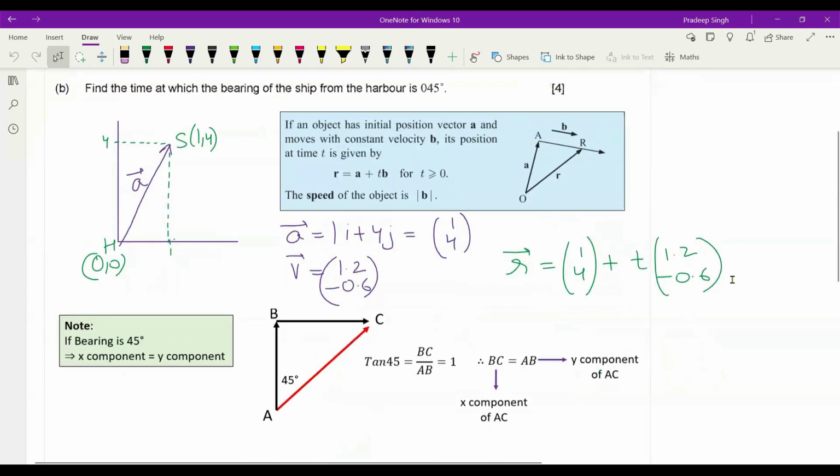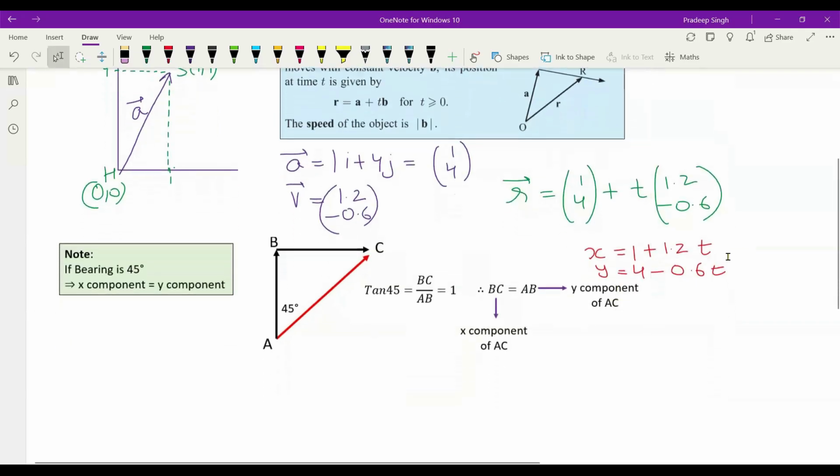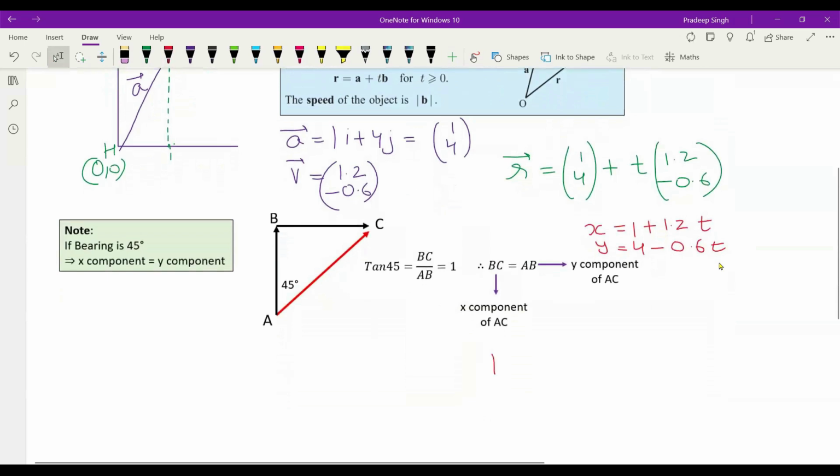In part A, we had found out the vector equation. So individually, let us identify the x coordinate as well as the y coordinate. X coordinate will be 1 plus t into 1.2, and y coordinate will be 4 plus t into negative 0.6. So let's write that down. X will be 1 plus 1.2t, and the y component is 4 minus 0.6t. If the angle is 45 degrees, which is the case here, we will equate the x and y components.